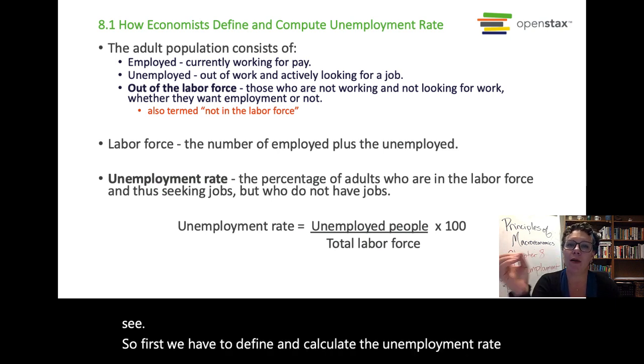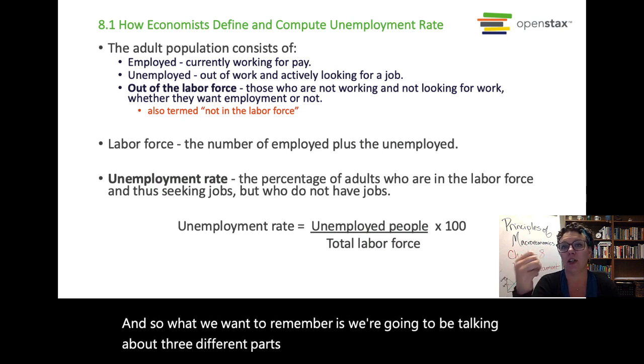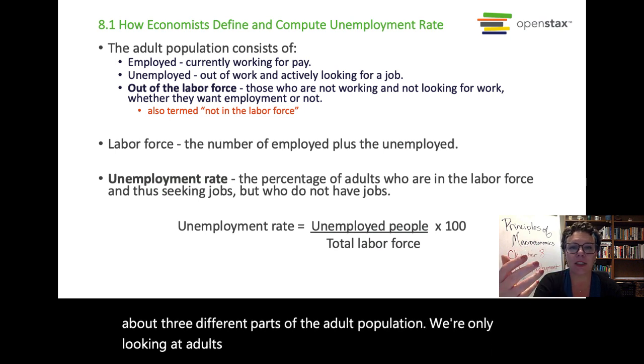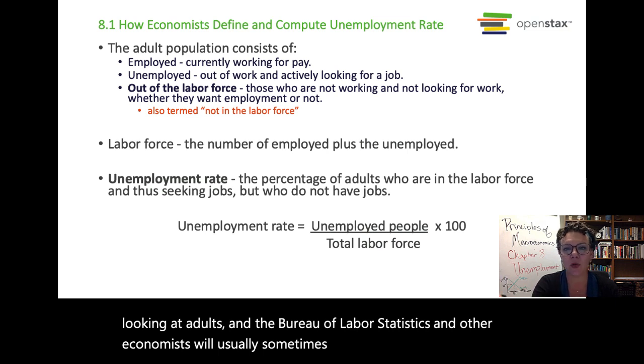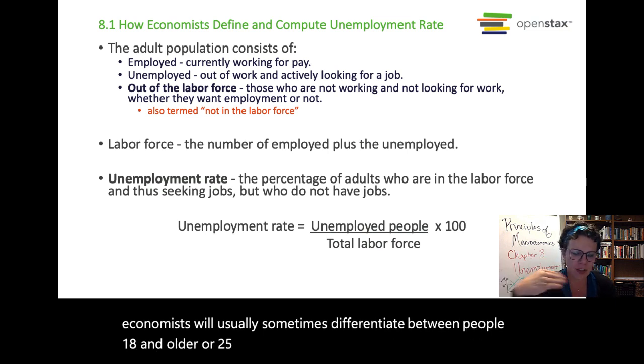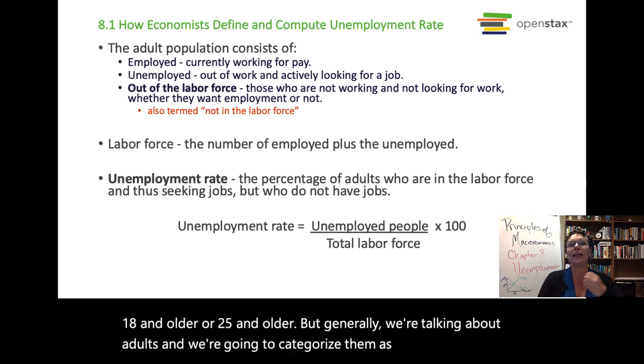And so what we want to remember is we're going to be talking about 3 different parts of the adult population. We're only looking at adults, and the Bureau of Labor Statistics and other economists will sometimes differentiate between people 18 and older or 25 and older. But generally, we're talking about adults, and we're going to categorize them as one of 3 kinds of people.